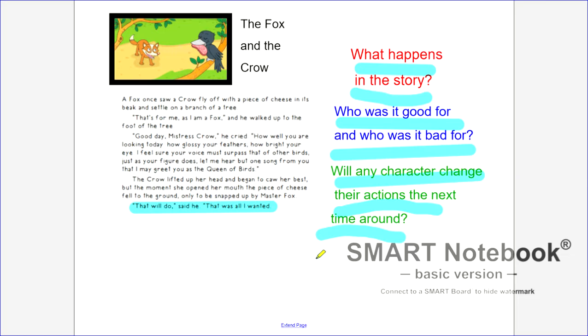The Fox and the Crow. A fox once saw a crow fly off with a piece of cheese in its beak and settle on a branch of a tree. "That's for me, as I am the fox." And he walked up to the foot of the tree. "Good day, Mistress Crow," he cried. "How well you are looking today! How glossy your feathers! How bright your eye! I feel your voice must surpass that of all other birds, just as your figure does. Let me hear but one song from you that I may greet you as the Queen of Birds." The crow lifted her head and began to caw, which means sing, her best. But at that moment the piece of cheese fell to the ground, only to be snapped up by the master fox. "That will do," said he. "That was all I wanted."